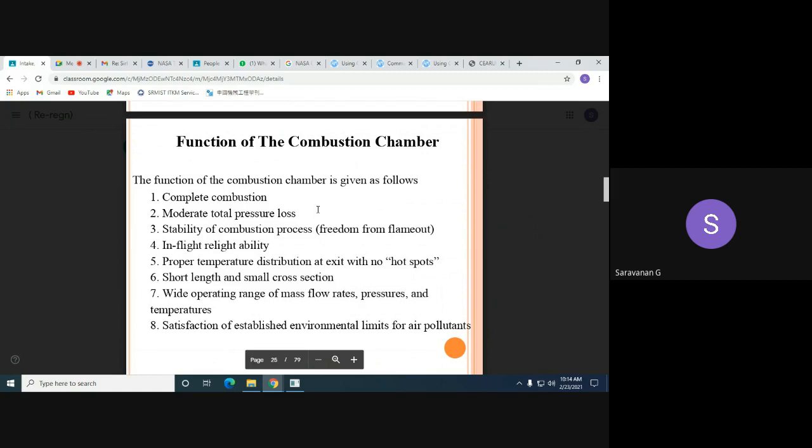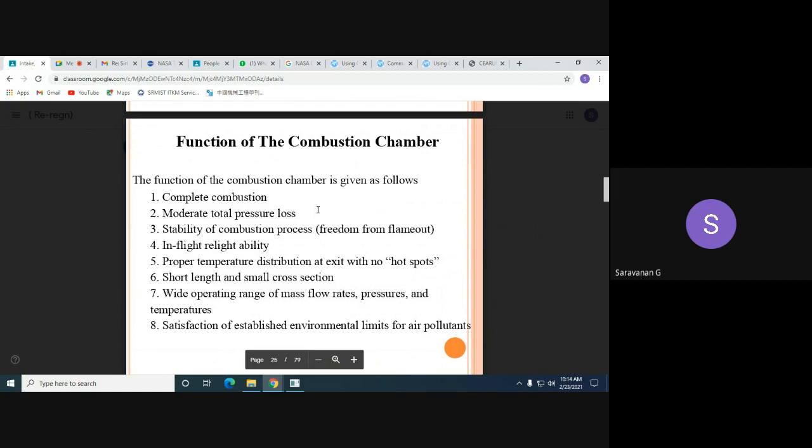The third one is stability. Because of flame-out, the flame spreading or moving in the stream tends to cause some flow instability, combustion instability, due to losses in temperature and pressure. So that has to be avoided. Stability in the combustion process is very important. Then, in-flight reliability: it should be reliable for in-flight operations.